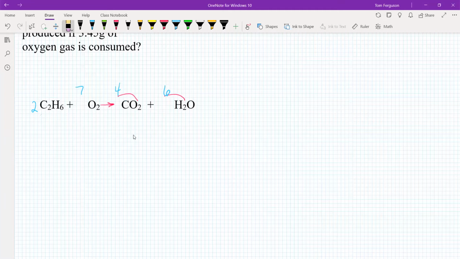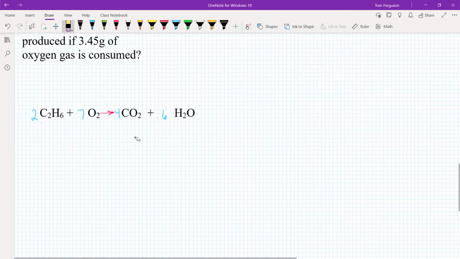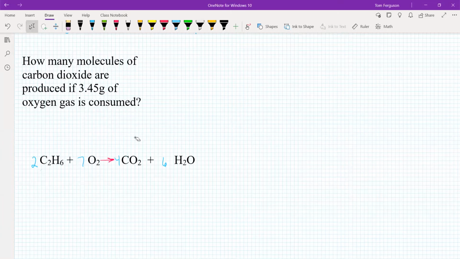Okay, so here's the balanced equation. Let me rewrite it here so it looks a little nicer. Okay, so we have 2 ethanes combined with 7 oxygen gas, gives us 4 carbon dioxides and 6 waters. Okay, so step number 1, of course, is balance the equation, which we did.